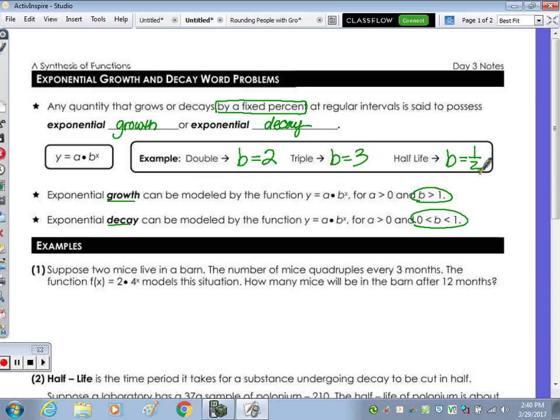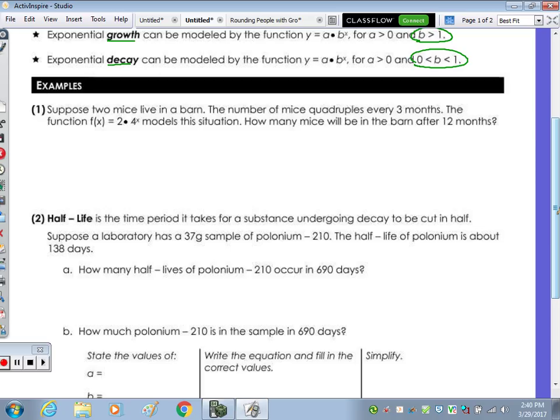So let's take a look at the first question. Question number 1 gives you the function that models, but you can do these types of questions without an exponential function. It says, suppose you have 2 mice that live in a barn. The number of mice quadruples every 3 months. So what's our B? Every 3 months. Here's our start. When we start, we have 0 months. And then how many mice? 2. I'm going to put the number of mice on the bottom and the number of months up top.